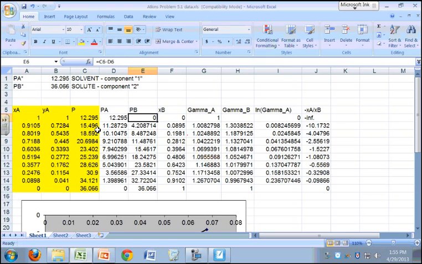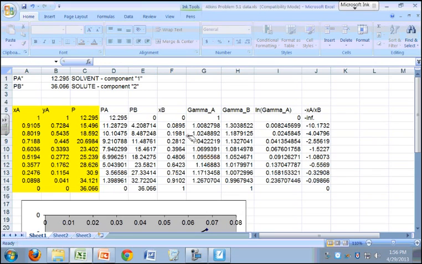Similarly, you can calculate the partial pressure of B. That's just the difference between the total pressure, right here, minus the partial pressure of A. And you can calculate the mole fraction of B in the liquid. This is just 1 minus the mole fraction of A in the liquid. So this X of B is the mole fraction of B in the liquid. How are we going to calculate gammas of A? You can use Raoult's law.